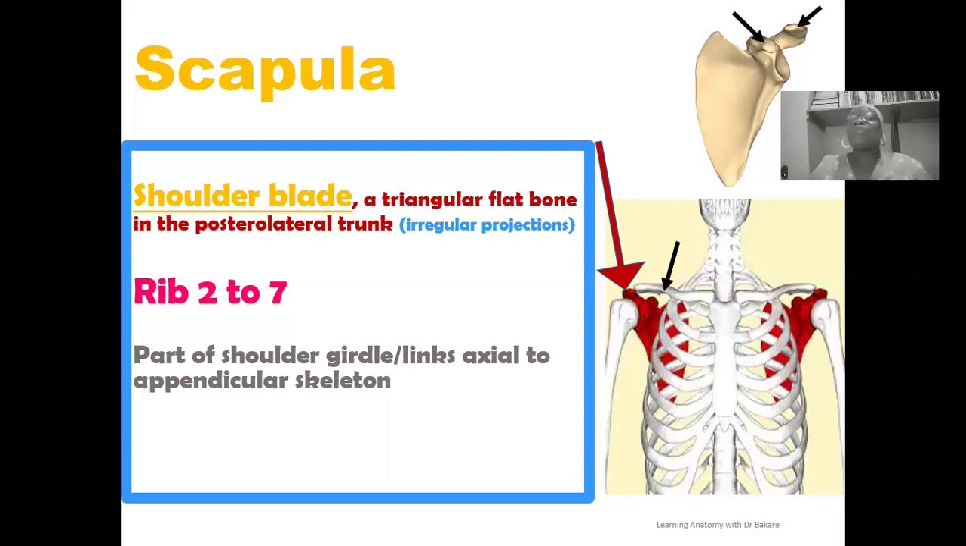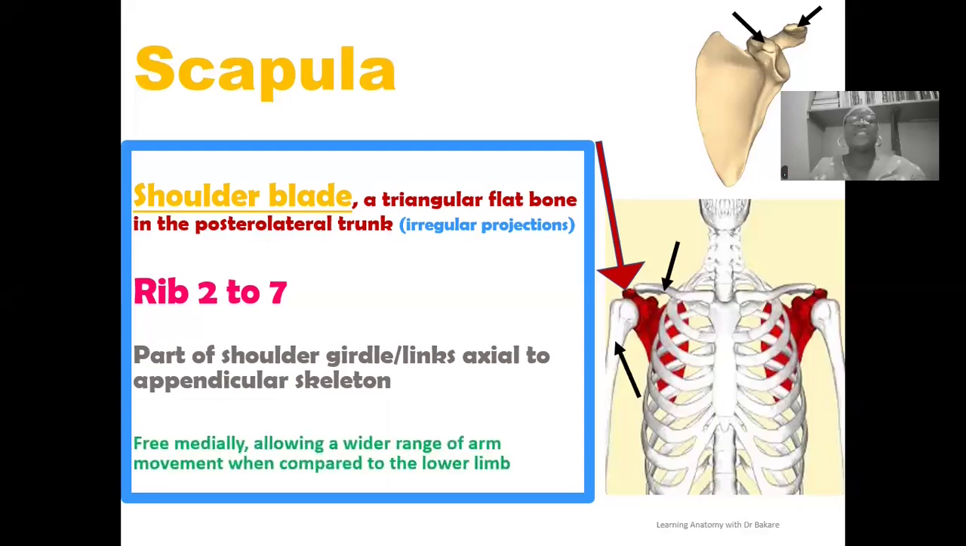And it is seen to also link this connection to the appendicular skeleton. At this region here, we have the humerus, which forms part of the appendicular skeleton. So you see that the scapula acts like an intercept, creating a link between the axial and the appendicular skeleton.